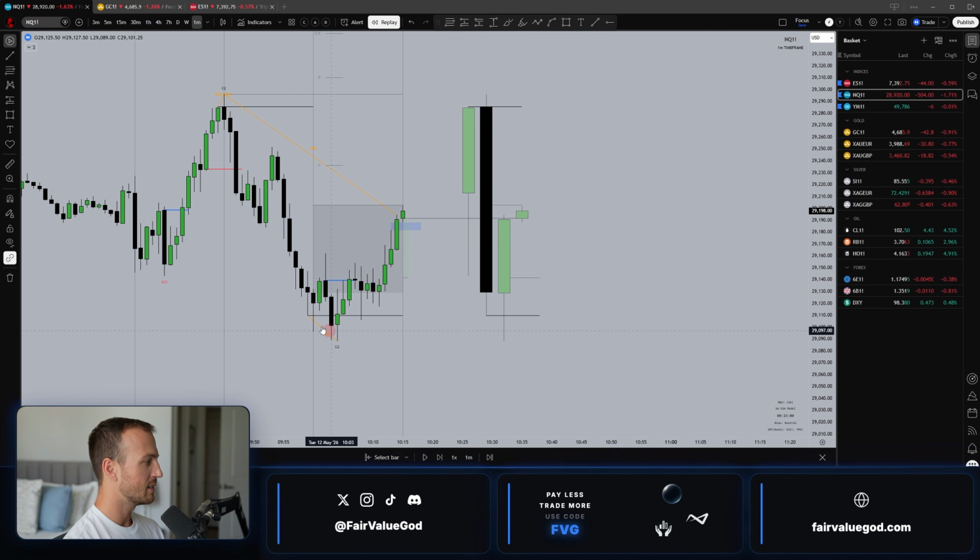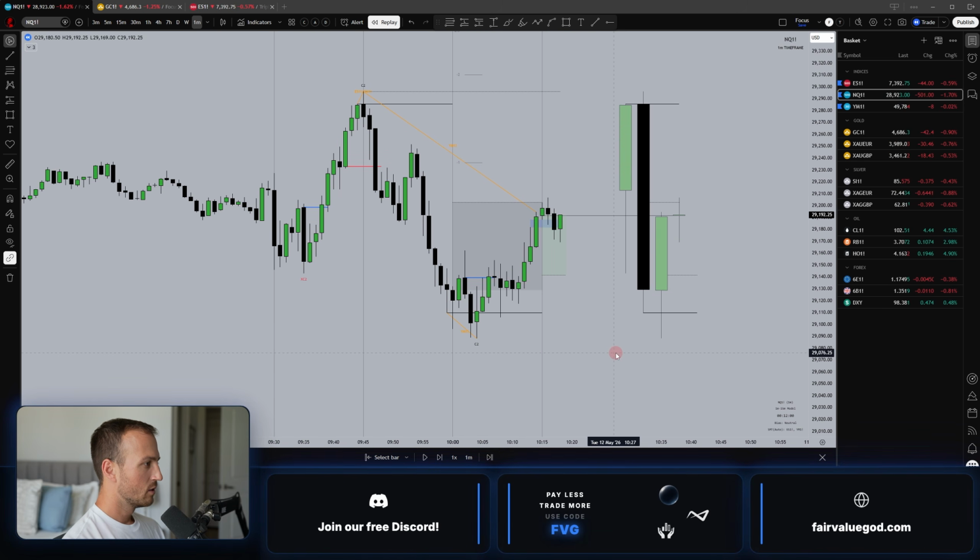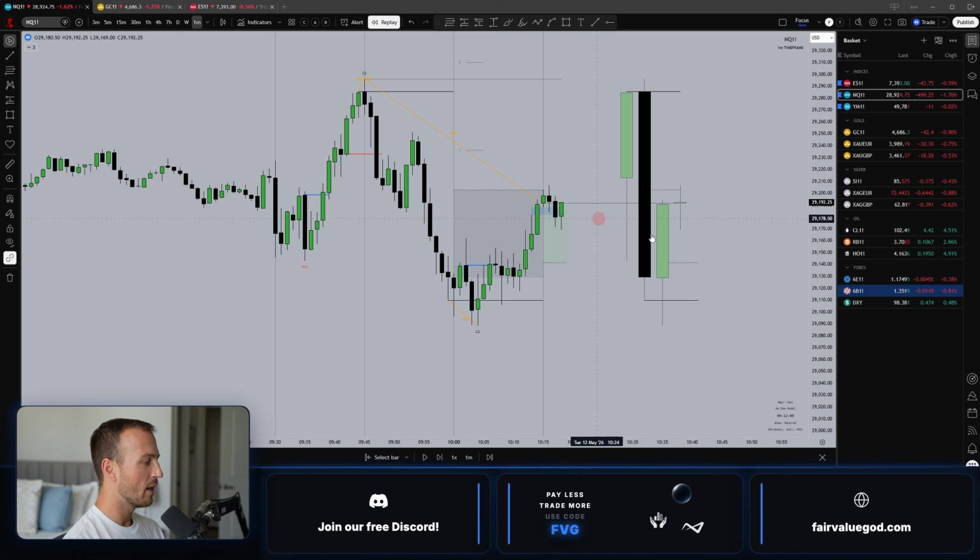So let's play it through. We already have our SMT at the lows. We have a change of state delivery here. So let's go through a few candles. You can see here, right here, we hit an imbalance into the T-spot.